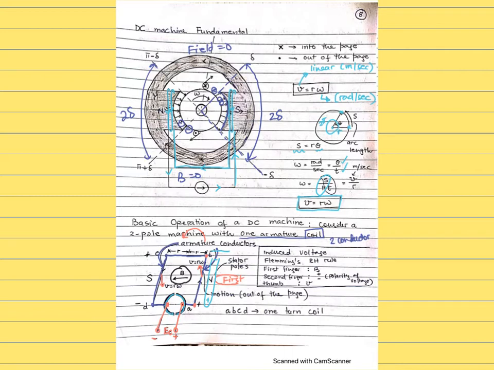Similarly, on the other side, the left-hand side, for the C to D part, again it's Fleming's right hand. So first finger B from right to left, and the thumb is the velocity, which is into the page now, and you're going to see that your second finger is now pointing like this. Okay, so that only explains how the voltage is induced in the two conductors. So A to B to C to D makes one turn of the coil. Okay.